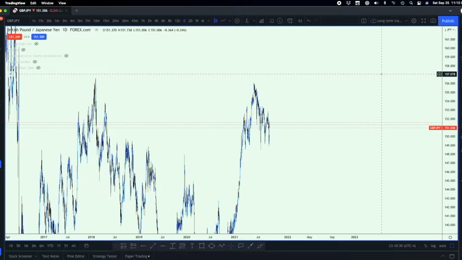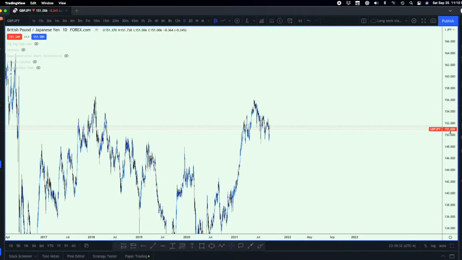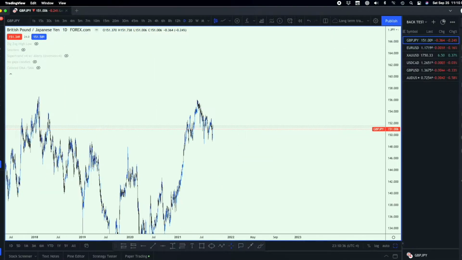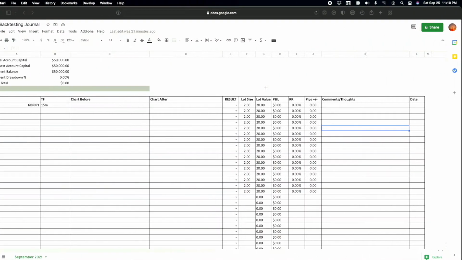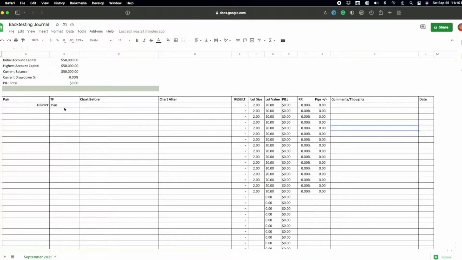So today is September 25th, Saturday evening. I'm in my backtest GJ. I have backtesting pairs here. We're going to take trades from the 15-minute time frame. Not a real account, backtesting journal. But we're going to track the profit and loss just based off of lot size taken. I'm going to track RR and number of pips gained or lost.